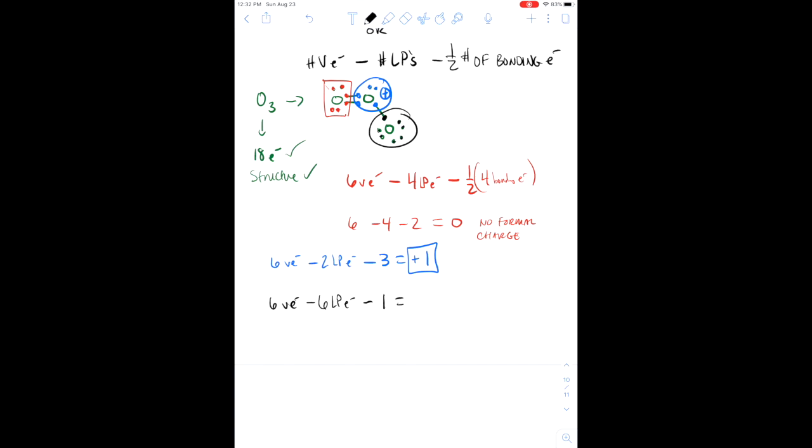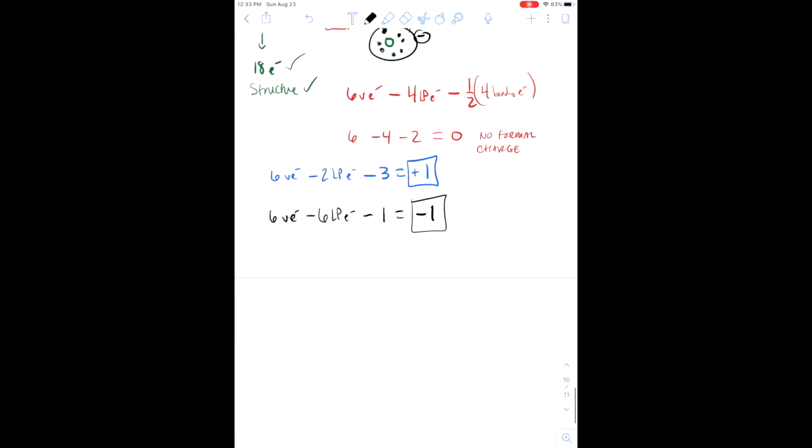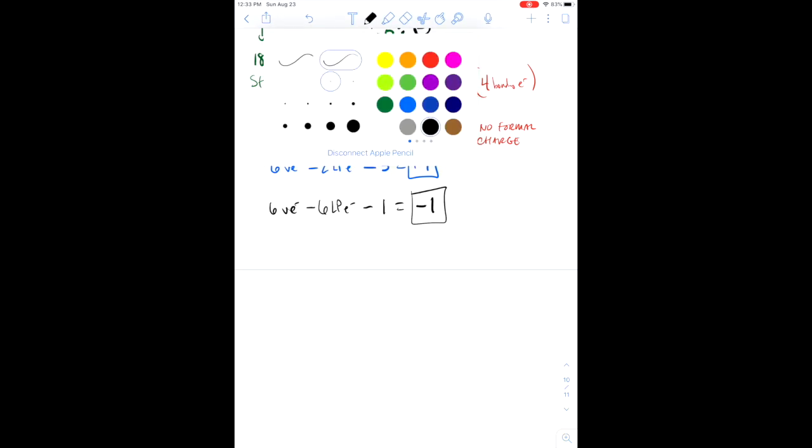Looking at the one in black, we've got 6 minus 6 lone pair electrons minus the 1 that it's got in the bonding, and that gives it a -1 charge. Formal charge is -1. And that's because beyond the 6 valence electrons that it comes in with, it has an extra one around it. And so it has an extra negative thing around it, and therefore it's got a negative charge.